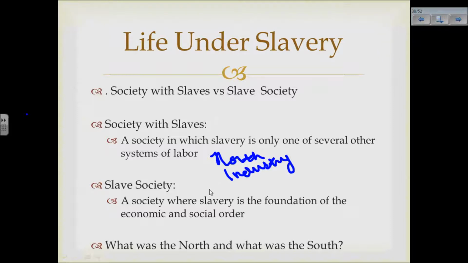A slave society, on the other hand, is a society where slavery is the foundation of the economic and social order, such as in the South. The South is largely an agricultural economy, even though they do have a few but limited number of factories. And the social order is also established on top of slavery, because keep in mind, slaves are at the bottom, and even if you are a poor white family that can't hardly afford anything to eat, you are still of a higher class than a slave. So I want you to pay attention to that when you're discussing the issue of slavery: a slave society versus a society with slaves.